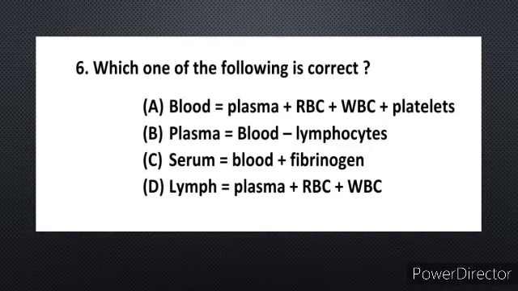Your plasma is 55% of your blood. The second option is actually wrong. Blood minus lymphocytes is not the correct definition of plasma. Third option, serum. Serum is the portion of plasma that remains after the coagulation of the blood. And lymph has no RBC, and WBC is not present. So options 2, 3 and 4 are wrong. Only the first option is correct.